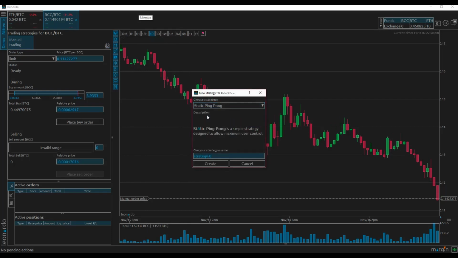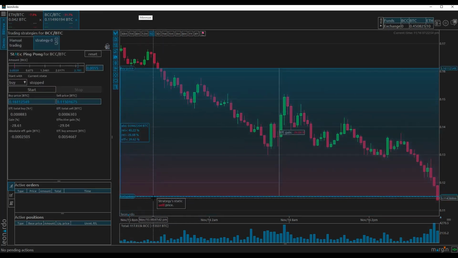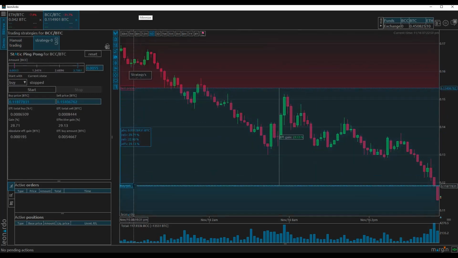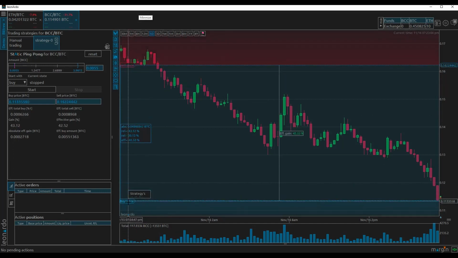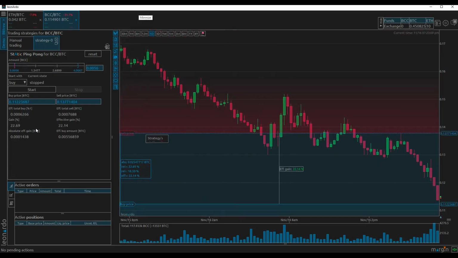So I'm going to go back to start a new ping pong. But this time I'm just going to bring it here bigger. Okay, sorry, the wrong way. Like this: buy price, sell price. There you go. I'm just going to do this like this, so that way it shows you on the screen. Perfect, something like this. And it's showing.